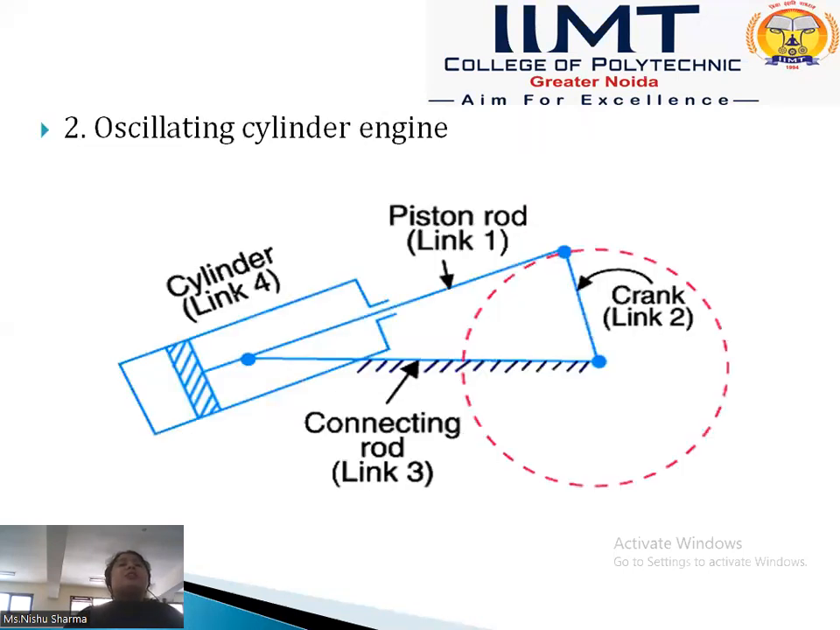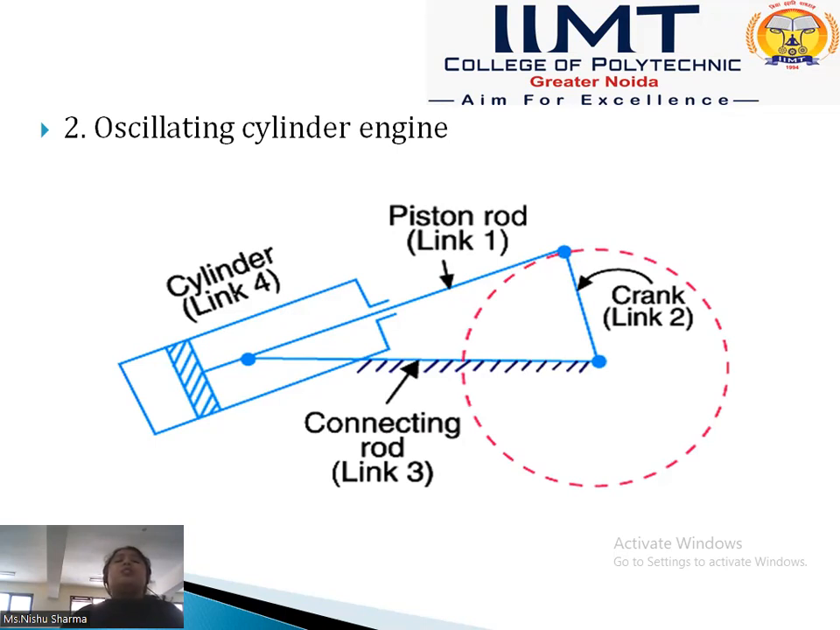Now we will discuss the second inversion of the single slider crank mechanism, that is the oscillating cylinder engine. In this inversion the connecting rod is fixed, whereas in the first inversion, the bull engine, the cylinder is fixed. Here the connecting rod, link 3, is fixed. It also has four links: first the piston rod, second the crank, third the connecting rod, and fourth the cylinder, link 4. So the mechanism is the same.